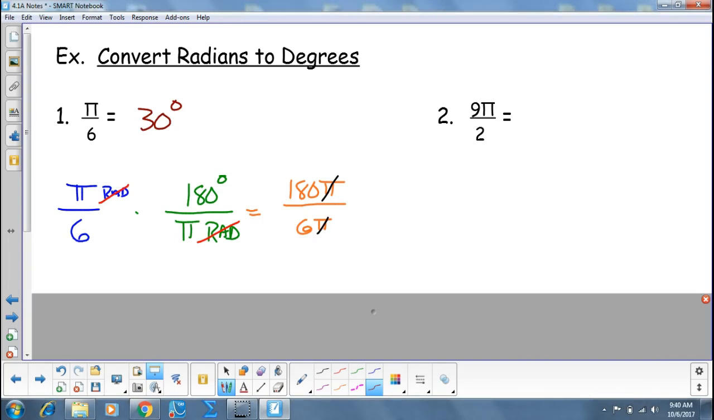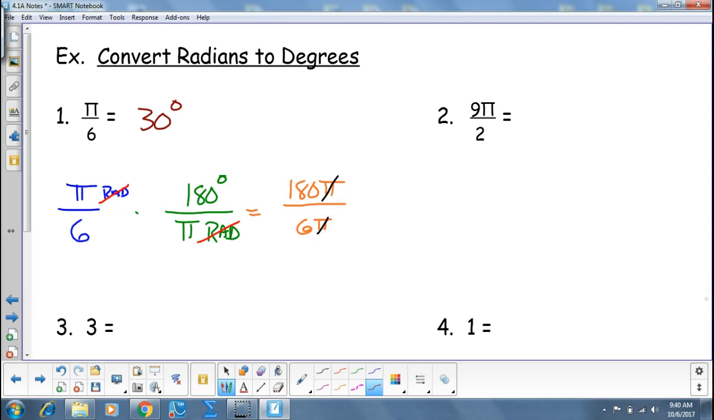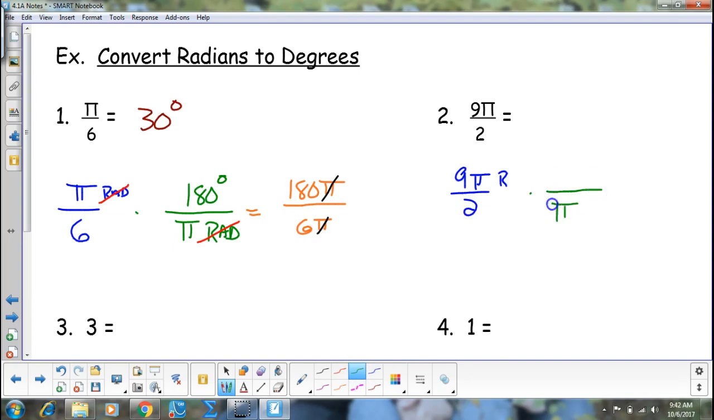Let me see what other one we got. What do we got down here? Convert number 2. So 9 pi over 2. That would be in radians. And then we're going to multiply that by 180 degrees over pi radians. So the radians cancel each other out. The pi cancels each other out.